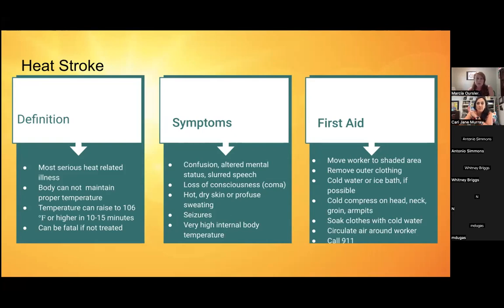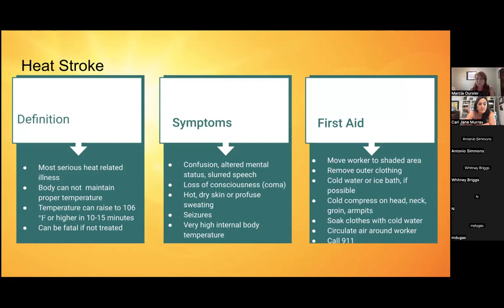Heat stroke. Hopefully most of us are very familiar with heat stroke. This is the most serious heat-related illness. This is where the body cannot maintain proper temperature. Temperature can, the key word here is can, rise up to 106 degrees Fahrenheit or higher. People can have heat stroke without having an elevated temperature, so you don't want to just discount that. You want to focus on the symptoms, and not just the temperature. But obviously this is fatal if it's not treated in time.